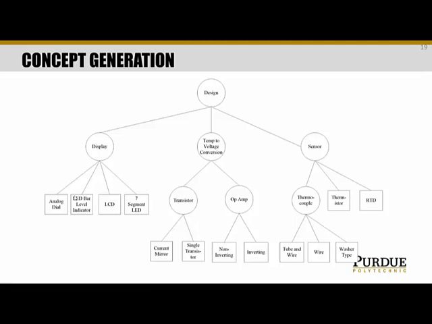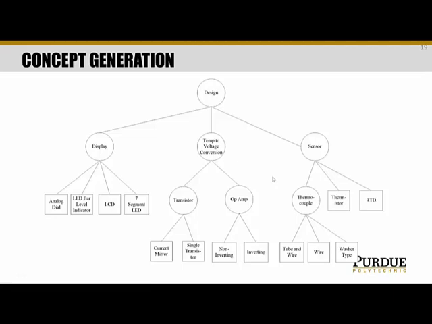So we've got the overall design. We have to have a display to the user. We need to make a decision about how that display is going to be structured. We need to convert temperature to voltage, and we have to make decisions on different ways that can be approached. We could use a transistor or an op-amp. If we use a transistor, there are several different alternatives. If we use an op-amp, there are several different alternatives. And then there are some similar design decisions that need to be made about the temperature sensor itself.